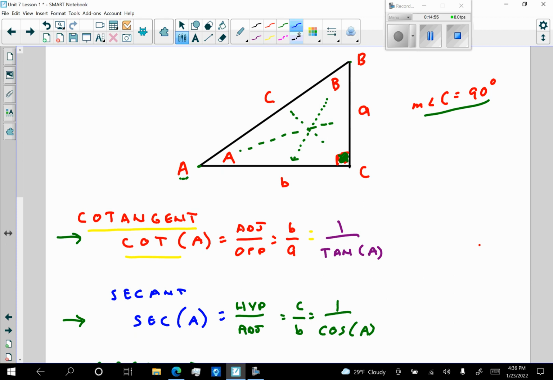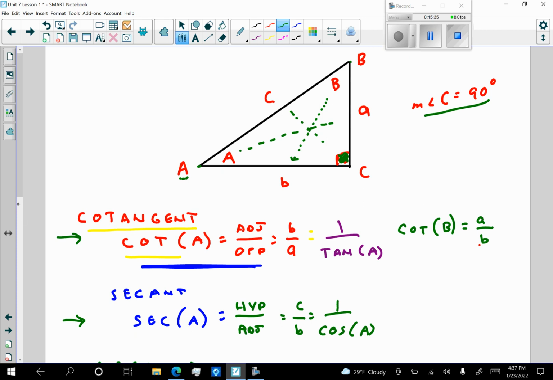Right now, for the IXLs or the homework that you're going to be assigned, you're going to need to know that the cotangent of an angle is going to be the adjacent leg divided by the opposite leg. In a like manner, what is the cotangent of this angle B then? If it's going to be the adjacent to B, that is a. The opposite leg to B is going to be little b. That's going to be the cotangent of B.